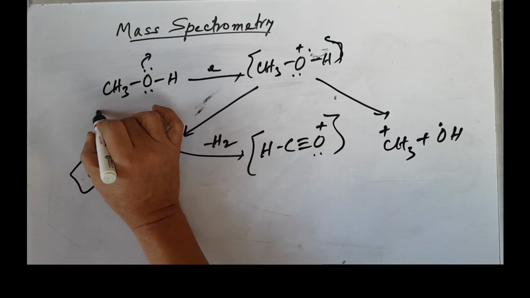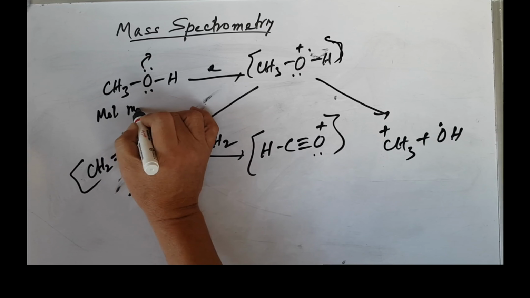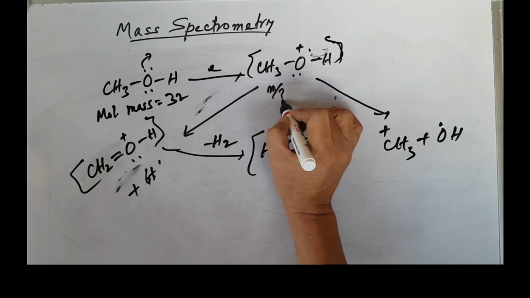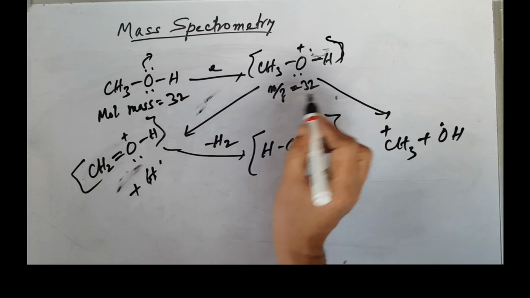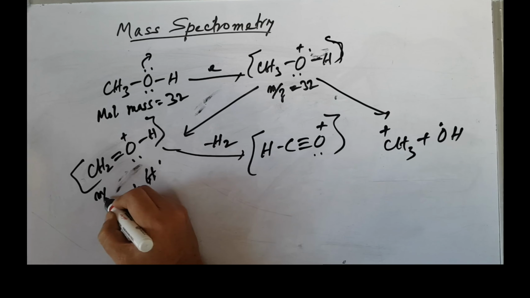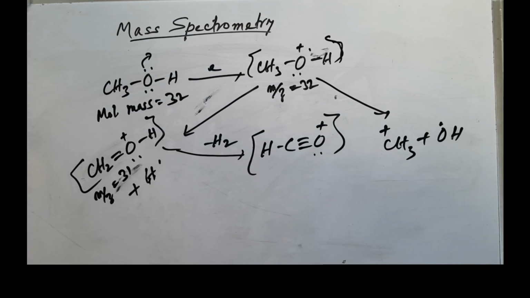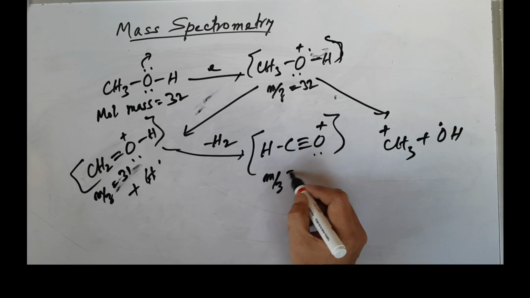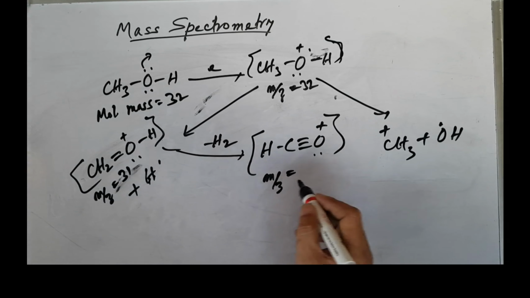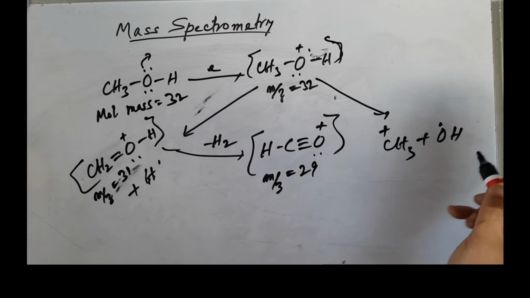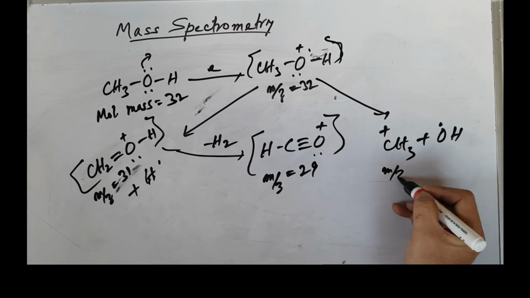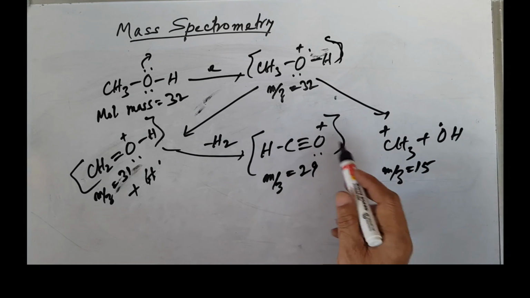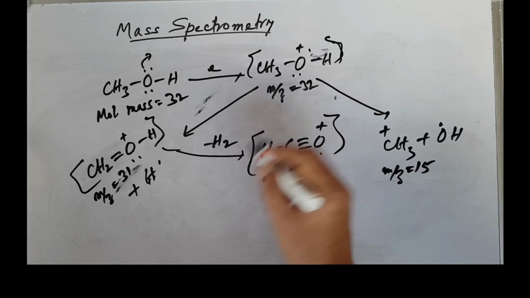The molecular mass of methanol is 32, so the m/z here is also 32. Loss of one gives fragment ions with m/z 31. Here 2 are lost, from here to 29, and this is from m/z 15. So these cations or cation radicals are studied in the mass spectrum.